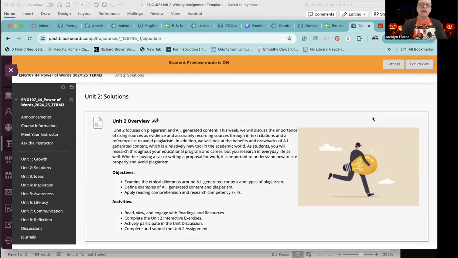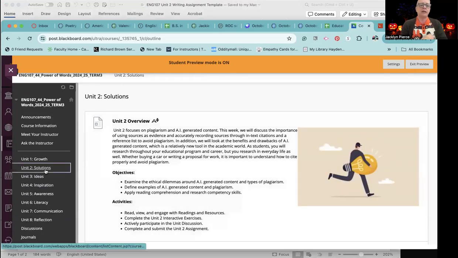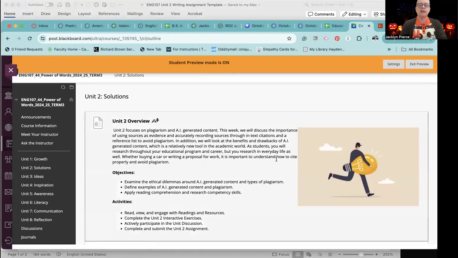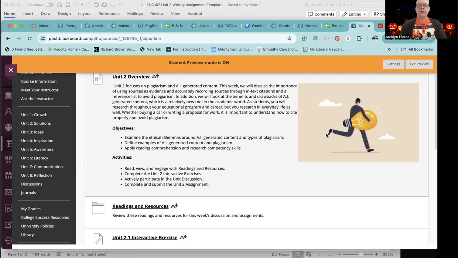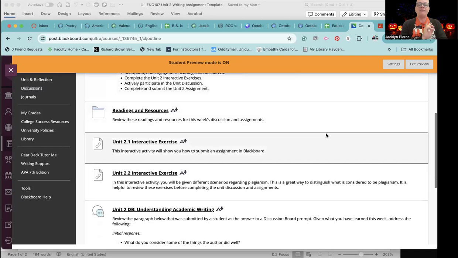So all I have done is clicked on the Unit 2 link over here on the left-hand side, and you will see the overview as always. The way that the Blackboard is set up is in order of the things that you should be doing. Every week starts with this overview. You've got objectives, you've got the activities that you're going to be doing. So you always want to read through there. They're very short, very sweet, and to the point. And then you want to launch into the readings and resources.